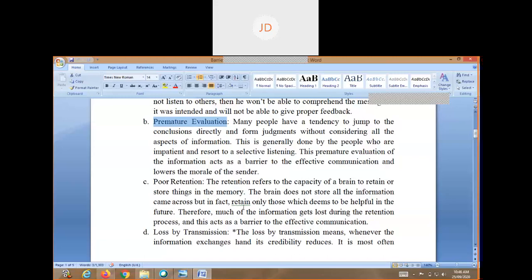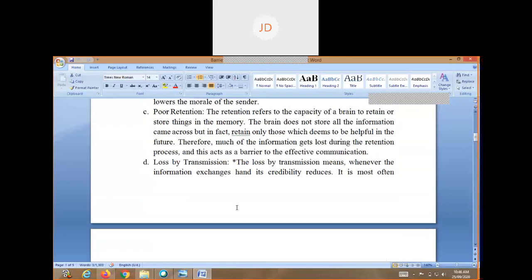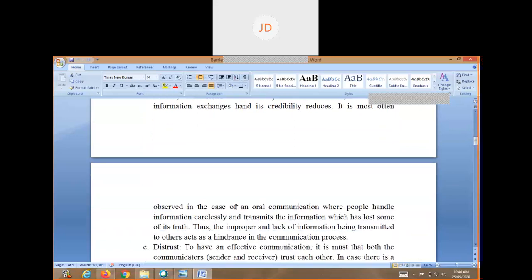ठीक है. Next is loss by transmission. So this is another again important part of the communication process. So transmission मतलब क्या होता है? Transmission means when an information is exchanged, when an information is shared with many people, when an information is sent to people, okay, from one person to the other, so that is transmission. So when there are a lot of people involved in a communication process, so there is a chance of losing the actual message or the information. Okay, so that is known as loss by transmission, especially in case of oral communication. So there is a high chance of loss by transmission.